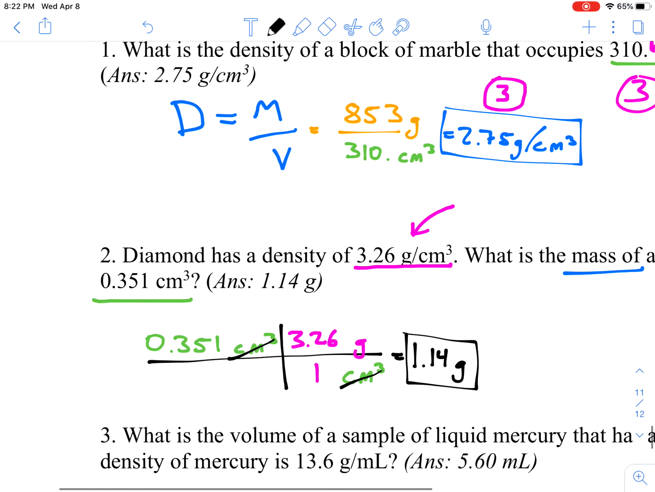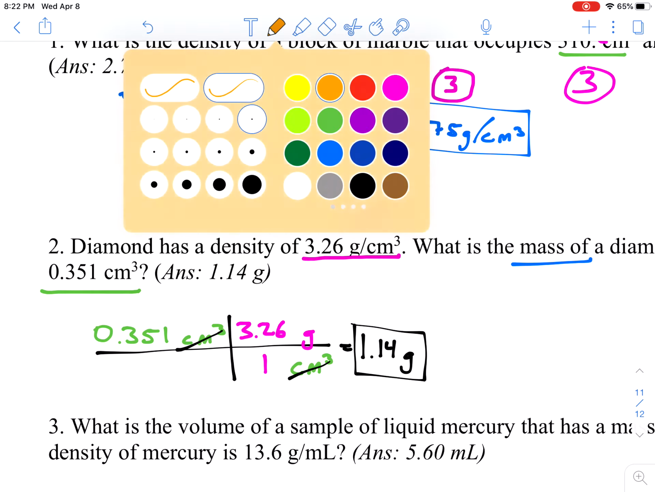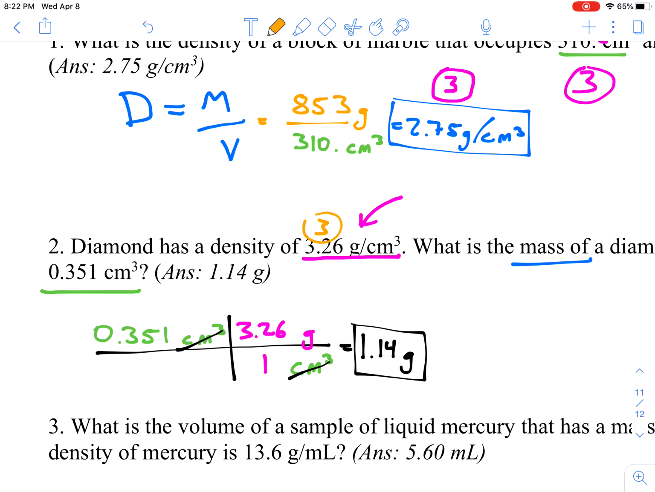And you'll notice in the problem that we were given some numbers. We were given this density that has 3 sig figs. We were given this volume that has 3 sig figs. They both have 3, therefore our answer should also have 3.